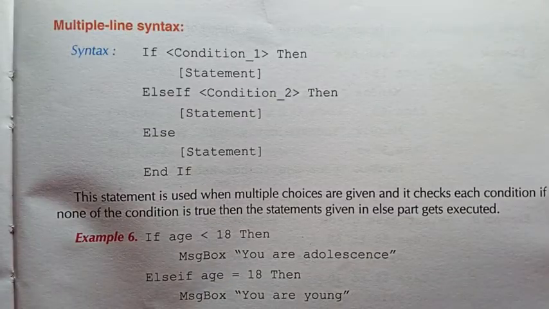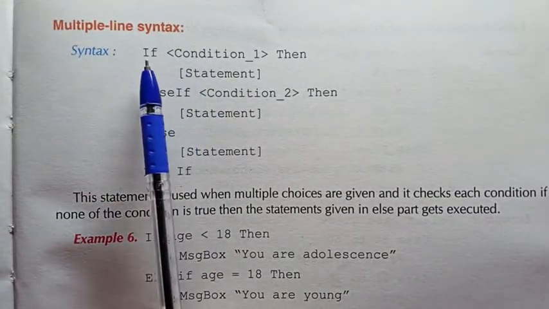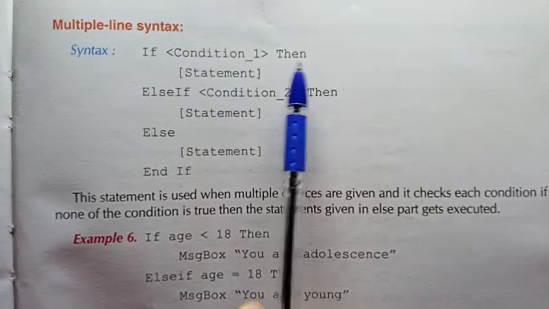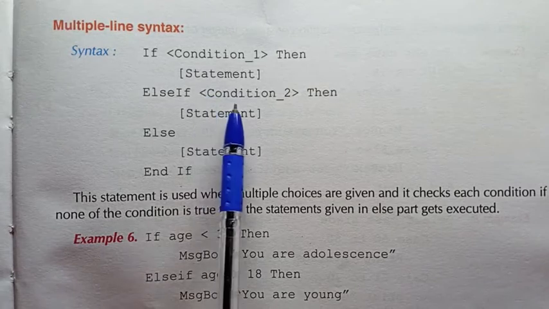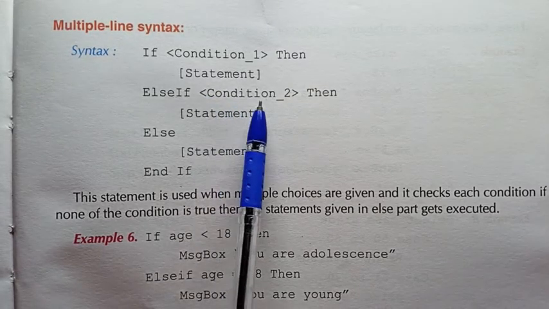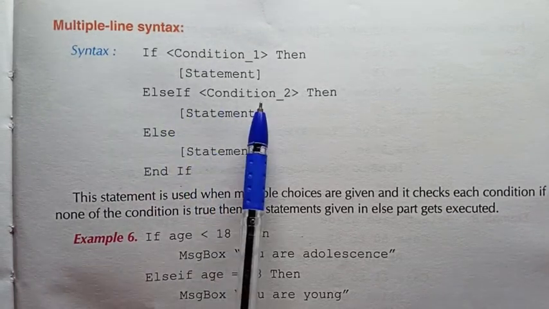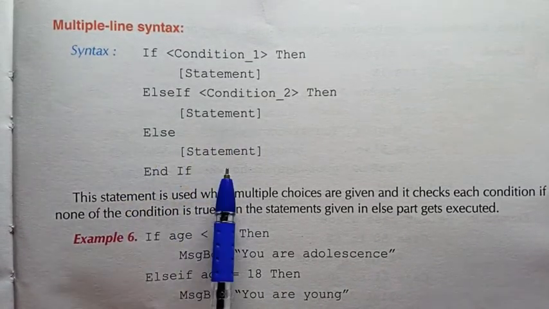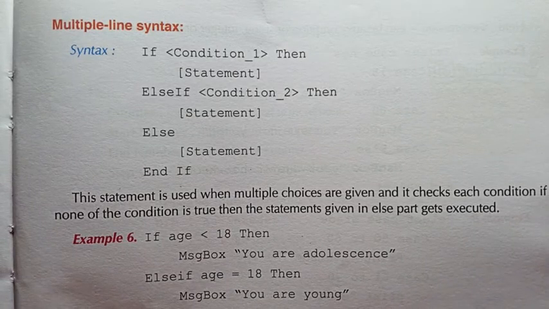For this we have the multiple line syntax also. In the multiple line syntax, you have to write first the same if, you have to give the condition, then the statement. Then you will give another condition. The other condition will be given by the else if statement. Else if, second condition, then the statement, else then the statement. This is multiple line syntax.